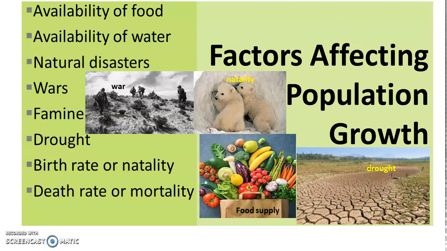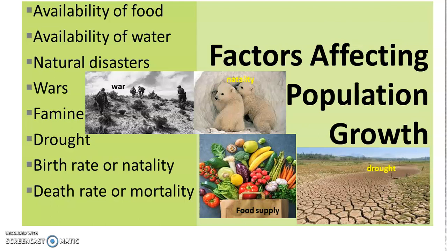And then we have natural disasters such as earthquake, tornadoes, volcanic eruption, wildfire. All these can cause increase in population or decrease in population of organisms depending on where they are running to or running away from, that is immigration and emigration respectively. We have wars also can affect population. Famine can affect population. Drought, inadequate supply of rainfall can affect population.